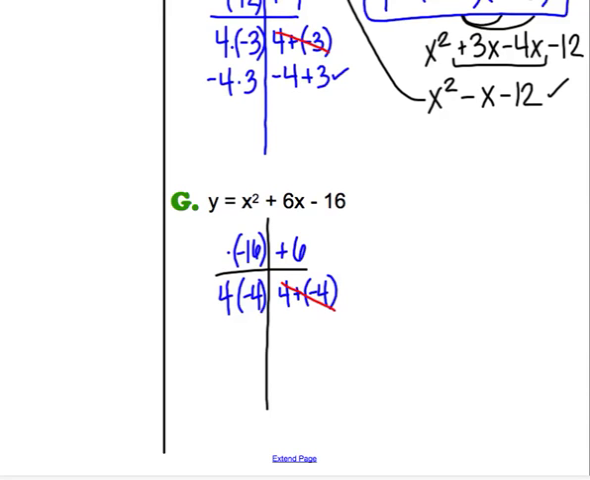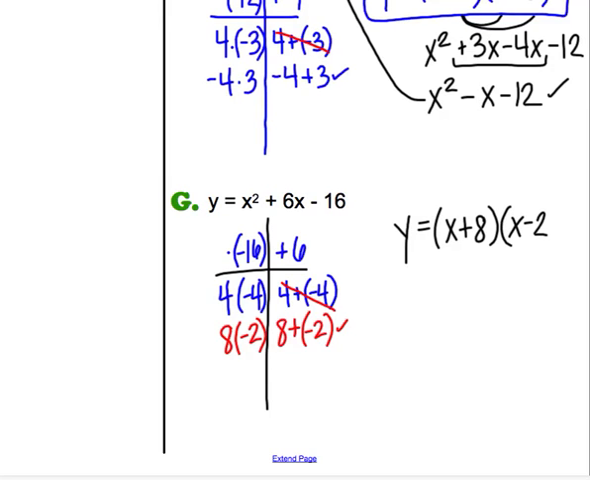Now some of you are probably going, well, I know what the answer is, right? Great, write it down. So now I'm going to say, well, I know that 4 is not going to work. So the next one I'm going to think of is 8 times 2. I'm going to make my 2 negative. 8 times negative 2 is negative 16. 8 plus negative 2 does give me positive 6. So that means that my equation is y equals x plus 8 times x minus 2.